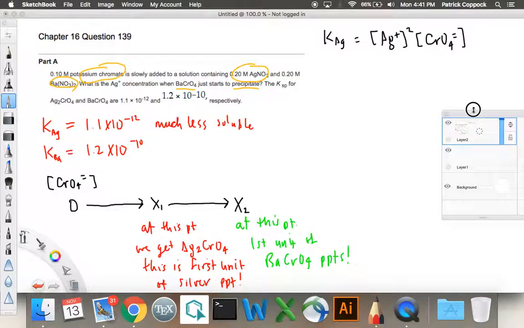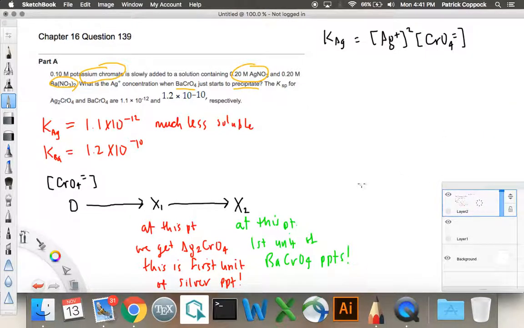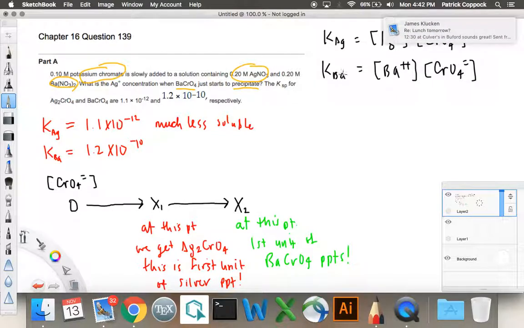Let me come over here and move this down here and say, what is x2? Let me call this the Ksp for barium. This is equal to the concentration of barium, that's 2+, which we see we've got right here, times the concentration of chromate, right, when you get that first unit of barium chromate out. So we know what this is, and we know what this is.